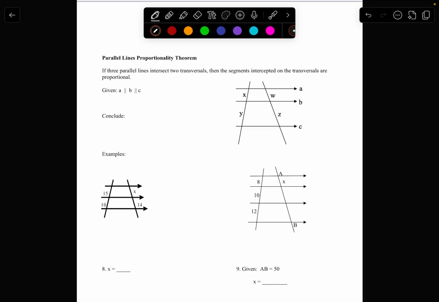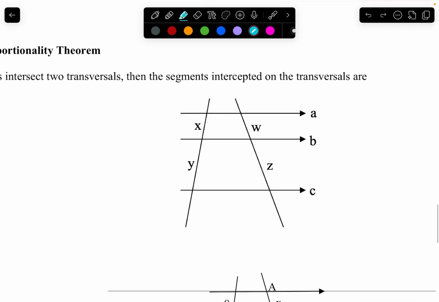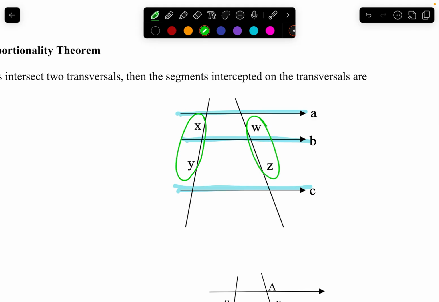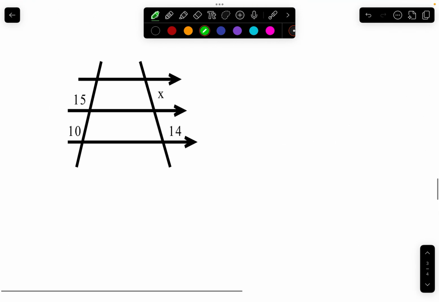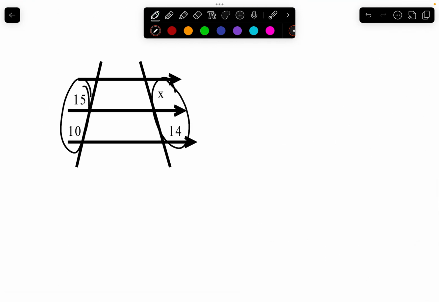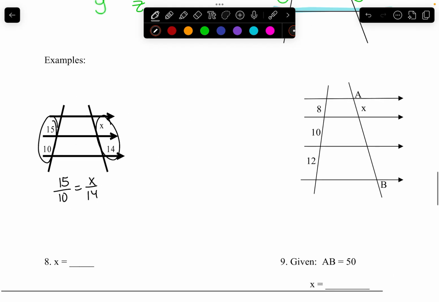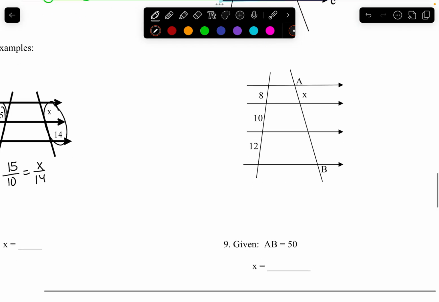So they told us here, it says given, A is parallel to B, which is parallel to C. So I have all these parallel lines. Now, I know normally we're like, parallel lines, give us angle pairs. Yeah, I don't care about angles right now, though, okay? So the way that this proportionality theorem works is these two things are going to be able to be set equal to those two things. So x over y equals w over z. Again, nothing earth-shattering. So here's my train track. When I set this up, I'm going to put those together and those together. 15 over 10 equals x over 14. Cross multiply and solve.